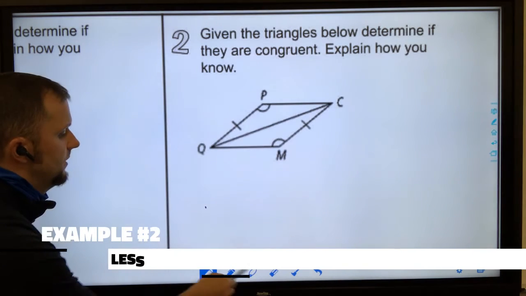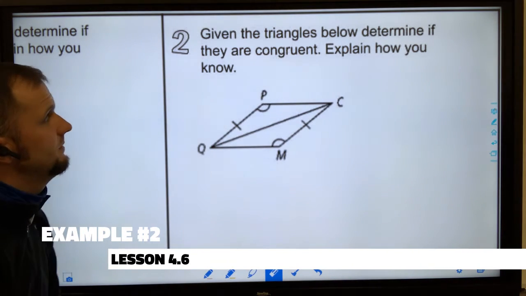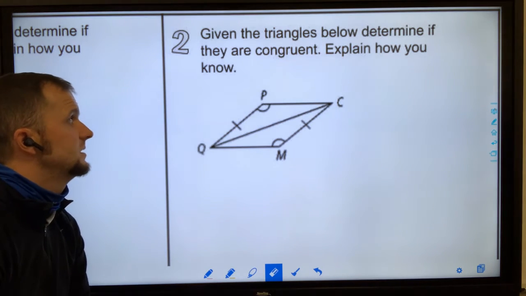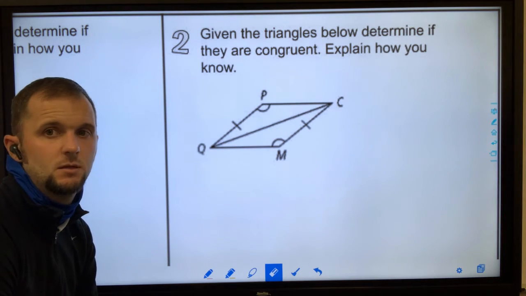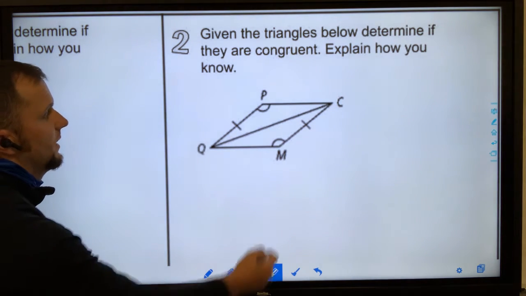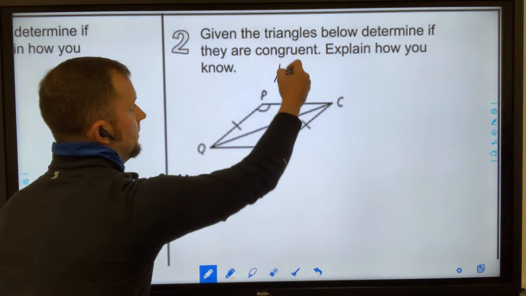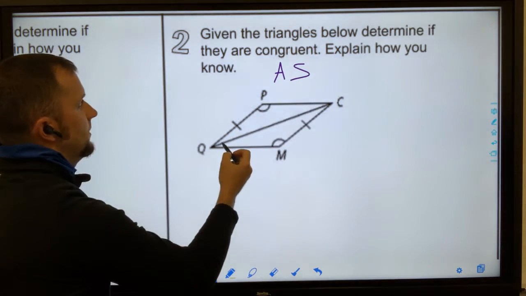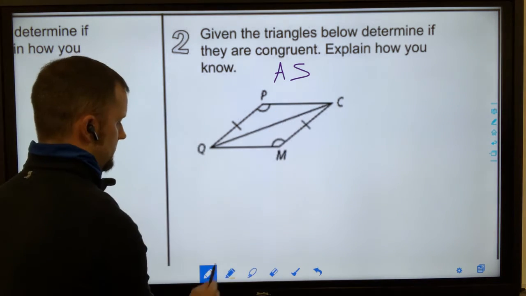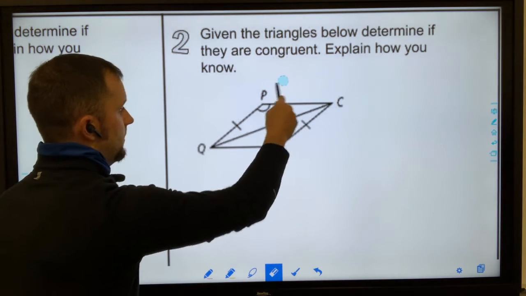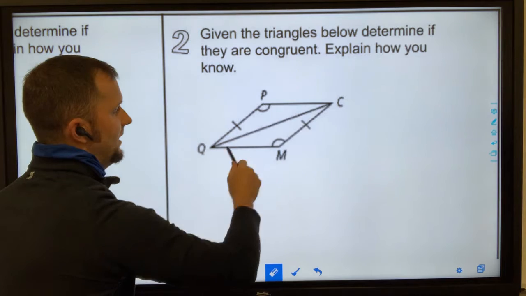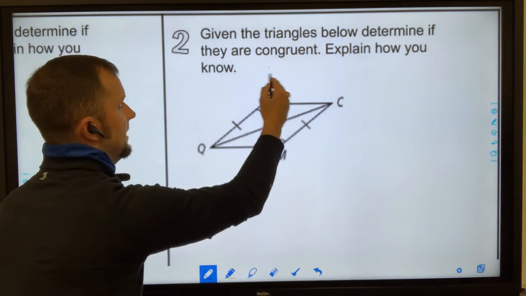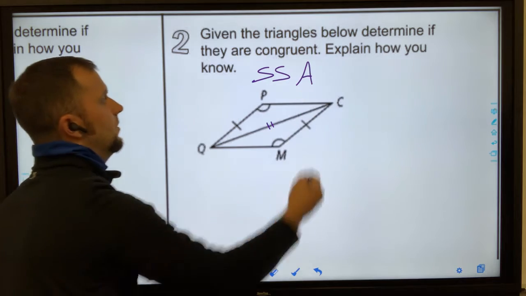All right, so now let's take a look at example number 2 here. It says, given the triangles below, determine if they are congruent and explain how you would know that, okay? So right now we can go ahead and look. I have 2 angles that are congruent, and I have 2 sides that are congruent. And then if we look right here, it looks like this third side right here, the one that's being shared, is also congruent. Okay, so that means I have 2 sides and 1 angle here, okay?